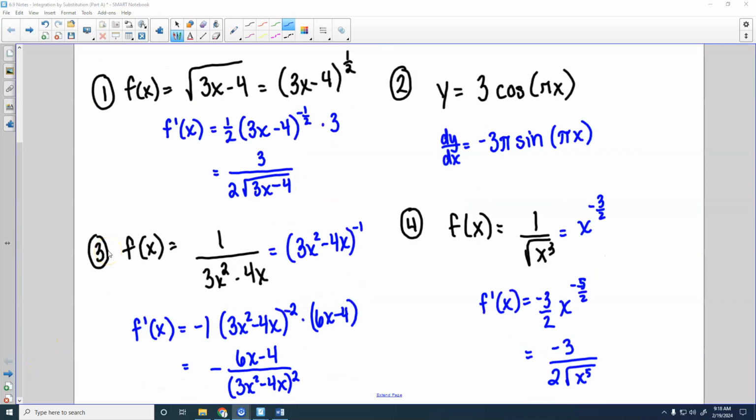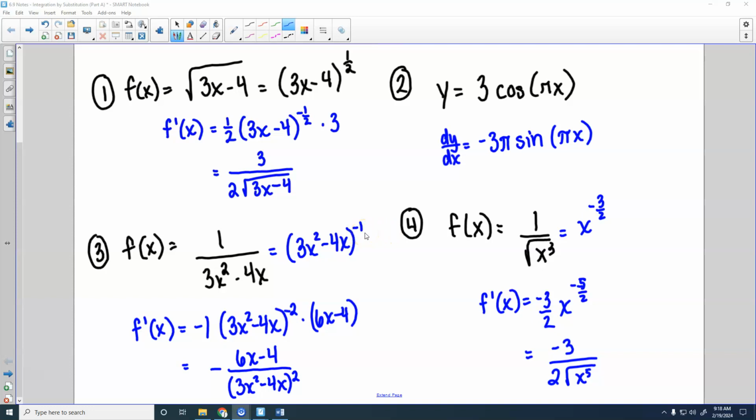For number three, there are two ways you can do it. You can use the quotient rule if you would like. If you do, your work will be different than mine, but you should still get the same answer in the end. Or I used the chain rule for this, since I only had a 1 in the numerator. So I wrote this as 3x squared minus 4x to the negative 1 power.